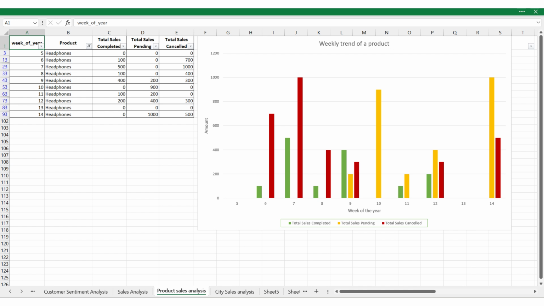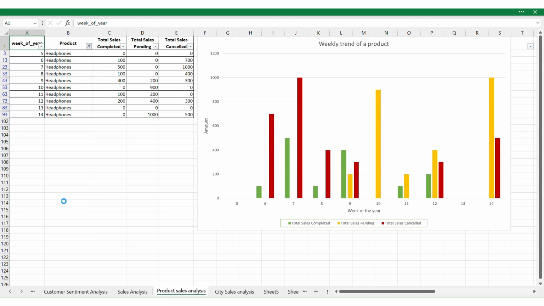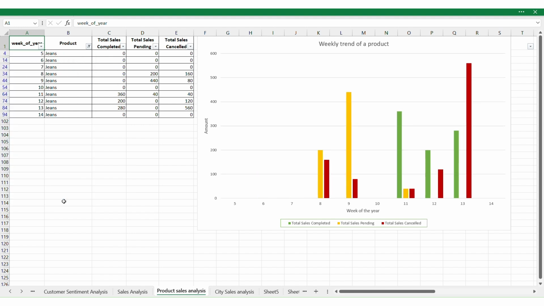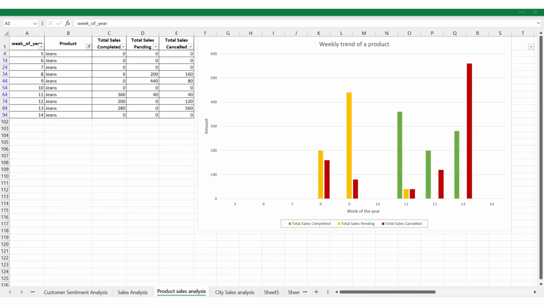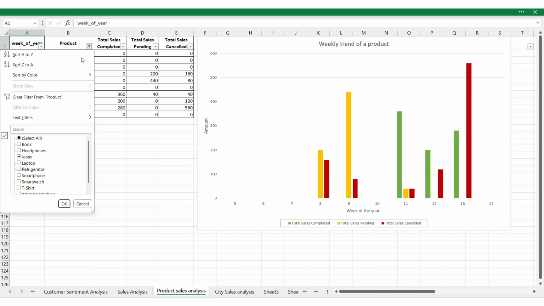If the store can act quickly to fulfill these pending orders, there's a great opportunity to recover lost ground and rebuild sales in the headphones category. Next up, jeans. There was no positive movement until week 11, when sales finally picked up. The momentum continued through weeks 12 and 13, but a significant number of cancellations in week 13 is something to watch closely. Next, looking at laptops, we see fewer cancellations and a high number of fulfilled orders from the store.